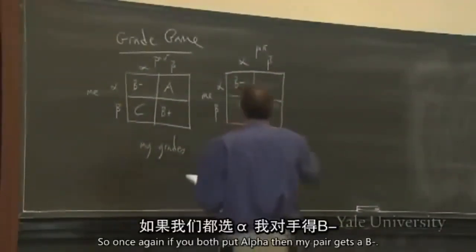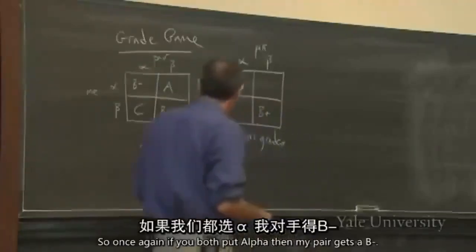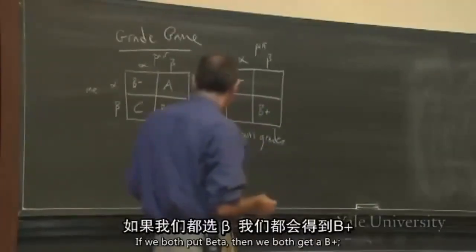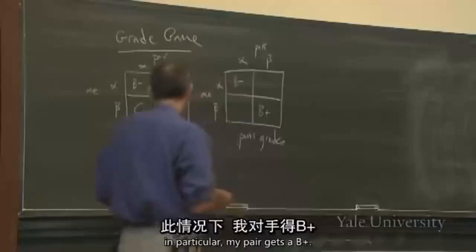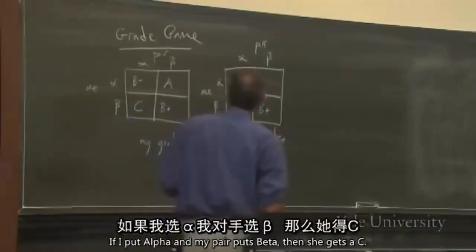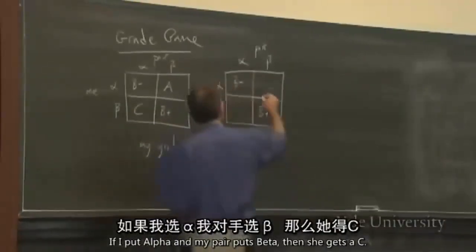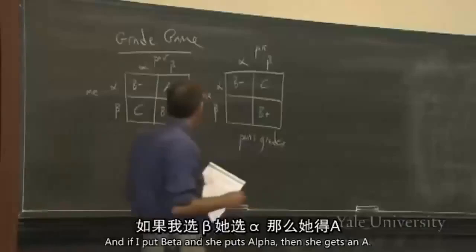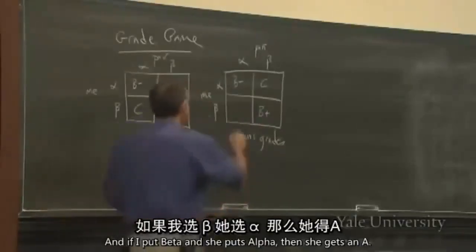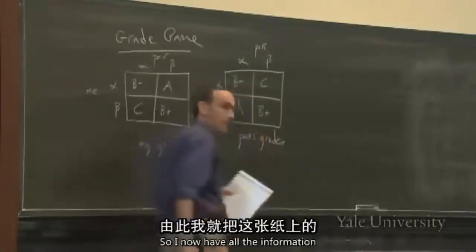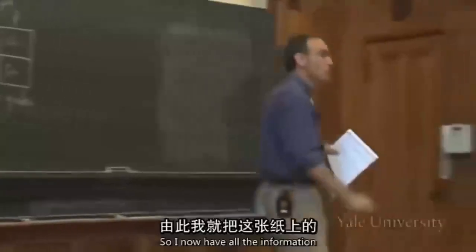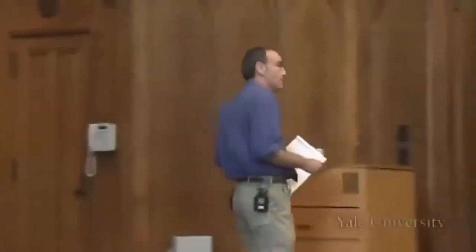All right, so once again, if we both put alpha, then my pair gets a B minus. If we both put beta, then we both get a B plus, or in particular my pair gets a B plus. If I put alpha and my pair puts beta, then she gets a C, and if I put beta and she puts alpha, then she gets an A. Right, so I now have all the information that was on the sheet of paper that you just handed in.